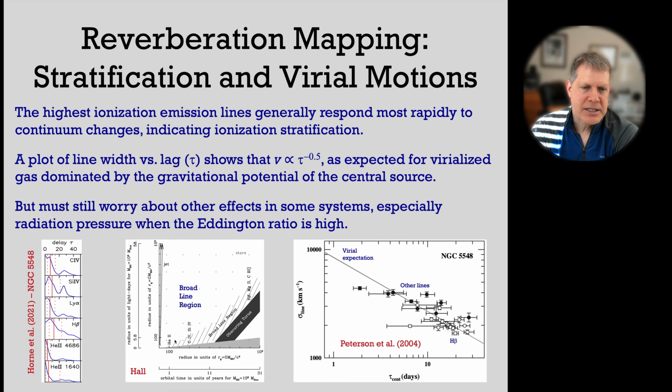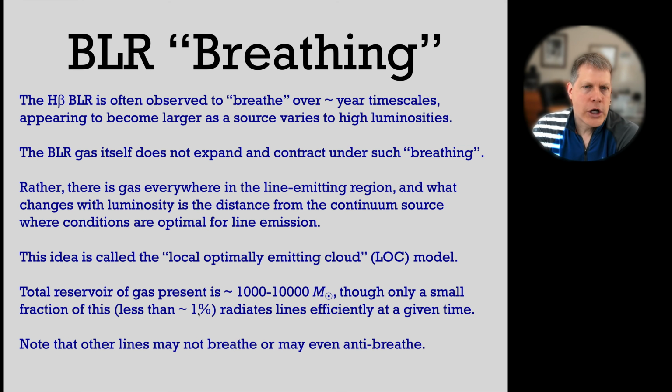And what changes is not the mechanical size of the broadline region with the gas physically moving in and out, but instead what is changing is the distance from the continuum source where conditions are optimal for line emission. This idea broadly is referred to as the local optimally emitting cloud model. Sometimes different words are attributed to that acronym, but I shall not utter them here. And that's the basic idea.